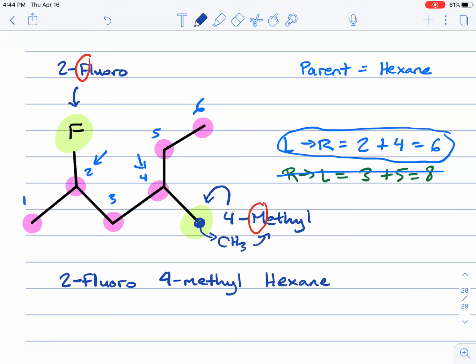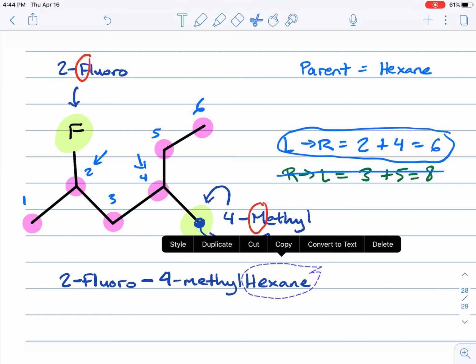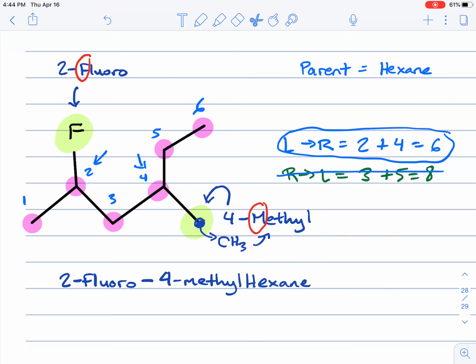So just to make sure that my organic nomenclature grammar is correct, I'm going to start combining these. So I have a letter to a number. So that represents a dash. And I have a letter to a letter. That means that there are no dashes, no commas. So I'm going to take this hexane, I'm going to move it right in there, and that is my final answer. All right.